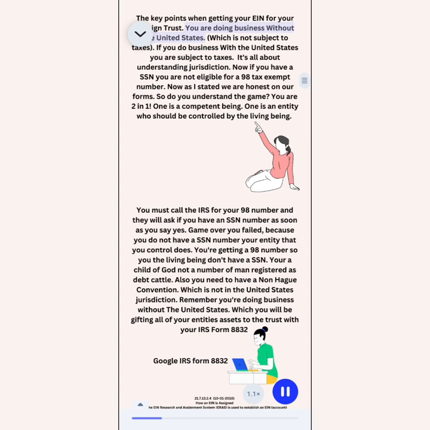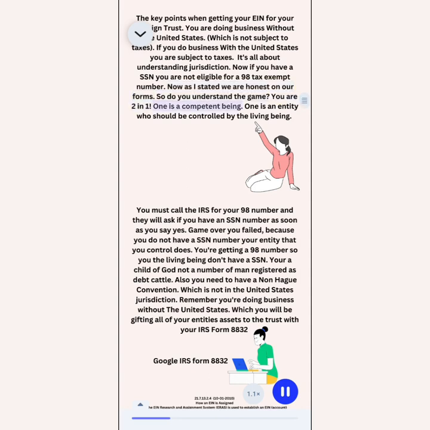The key points when getting your EIN for your foreign trust: you are doing business without the United States, which is not subject to taxes. If you do business with the United States, you are subject to taxes. It's all about understanding jurisdiction. Now, if you have an SSN, you are not eligible for a 98 tax exempt number. Now, as I stated, we are honest on our forms. So do you understand the game?